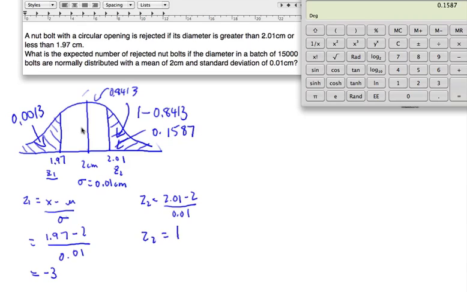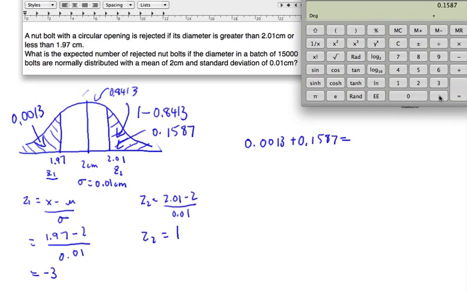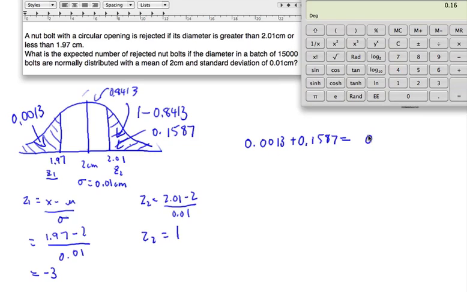And this question asks us, what is the expected number of rejected nut bolts if the diameter in a batch of 15,000 are normally distributed? So what we're going to do is add the probabilities of these shaded regions, which is 0.0013 plus 0.1587, which gives us a value of 0.16.